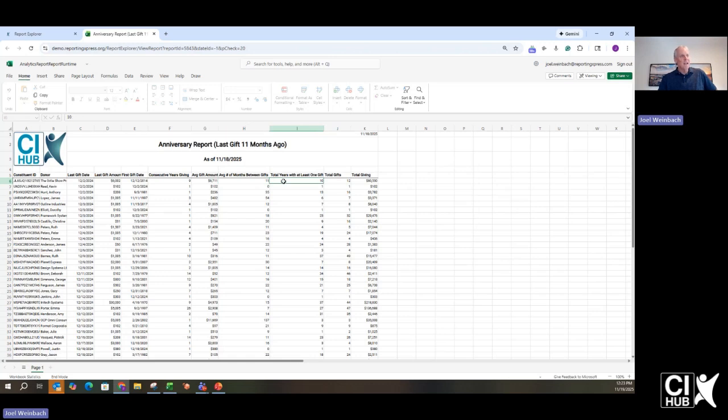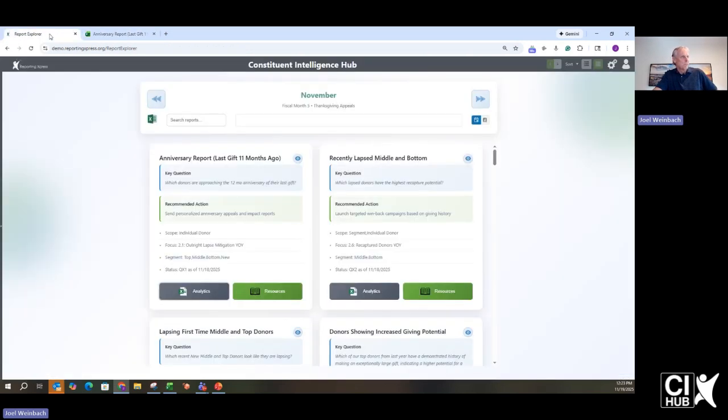So again, this is somebody we don't want to lose. They've given 10 years, 10 out of 11, I guess, or 10 years total. They've made 12 total gifts. So this is somebody we should be in contact with to make sure they're going to give again. That's the kind of information that's in these analytics. It's very actionable with a lot of context around it to really help you decide what to do next and how to have a good conversation with that donor.